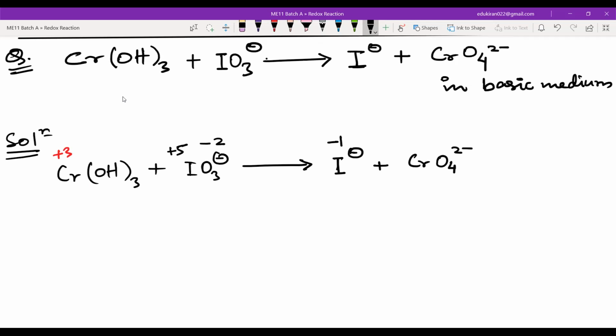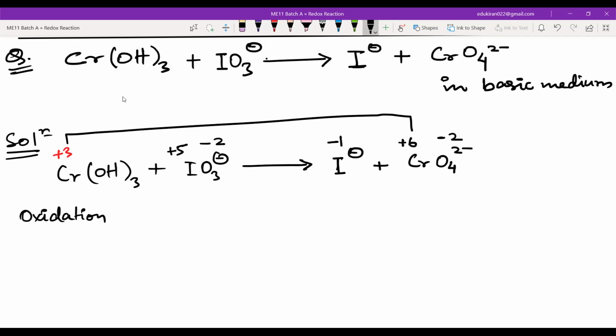Okay. Now, what do we need to do? We need to balance the charges. How will we balance this? Here there is no charge. Now tell me, oxidation is happening. We add electrons on the right side, I guess. Let us first write like this: Cr(OH)3 gives CrO4 2 negative, plus 3 electron.